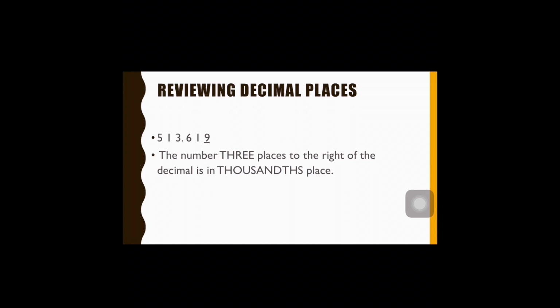The number 3 places to the right of the decimal is in the thousandths place. So this will be the blank. And now let's count. 1, 2, 3. And then 9 is going to be ending it with it being in the thousandths place. So this number is going to be 513 and 619 thousandths. We're going to be using the THS.